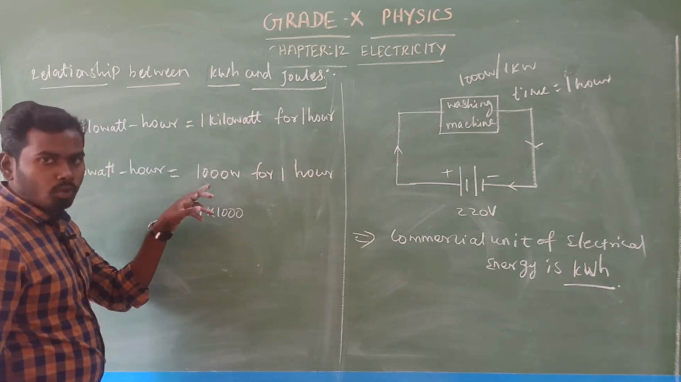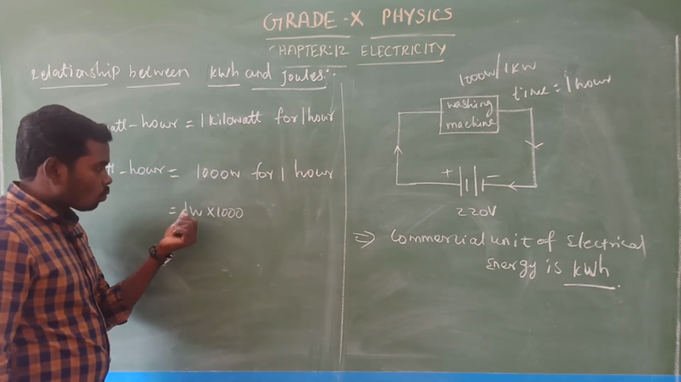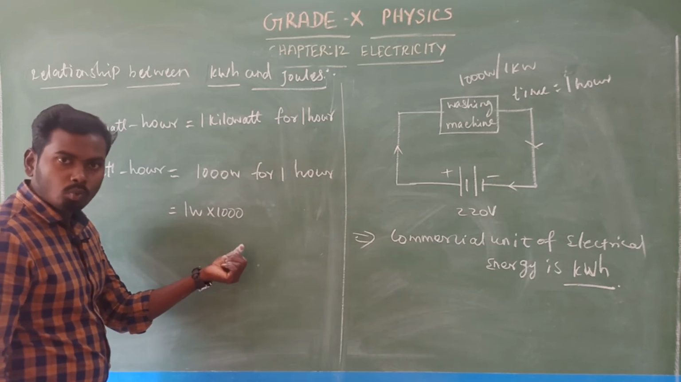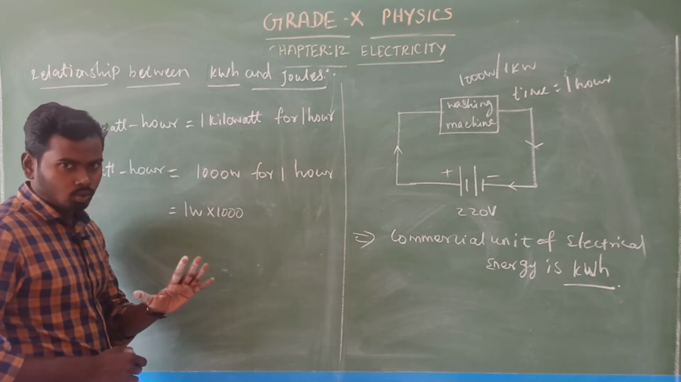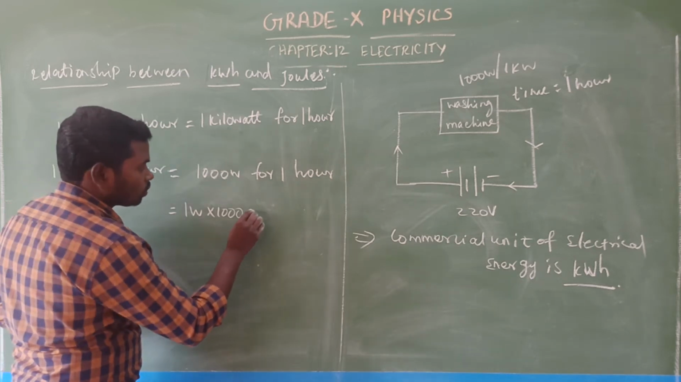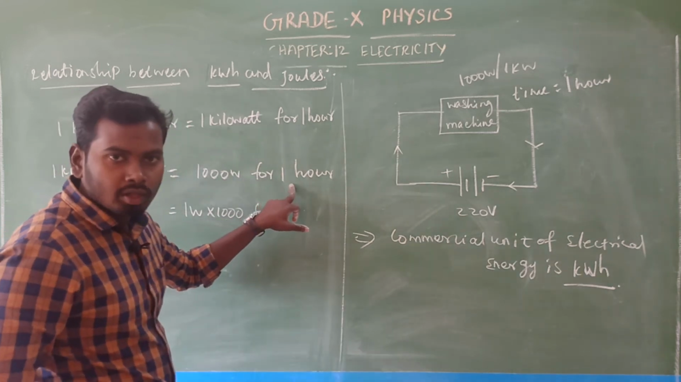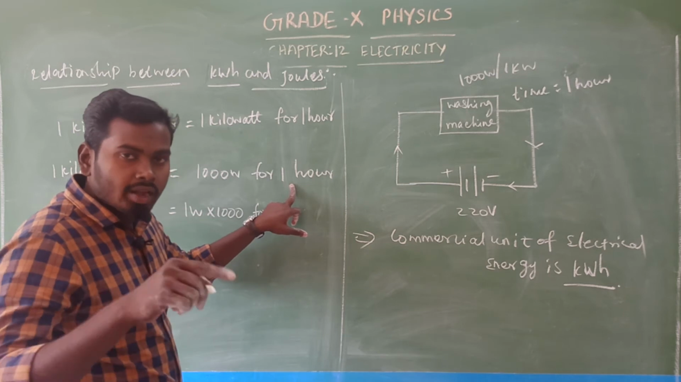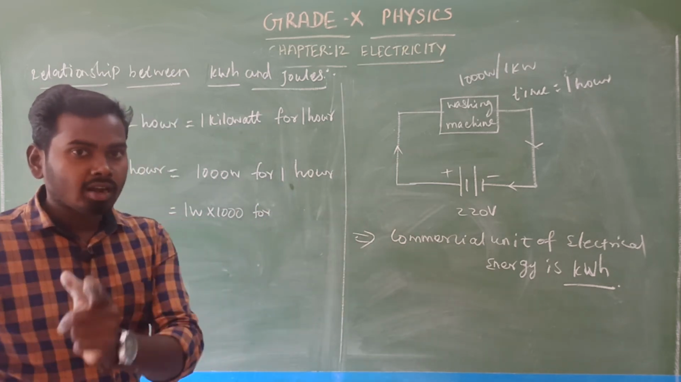So look at here. I have written this 1000 watt in this manner, 1 watt into 1000. To get the energy value, we need to write like that. Okay. You don't get confusion. Yes. So we have written 1 watt into 1000. Here the time value has been given in hours. If you convert this hour into seconds, 1 hour is equal to how many seconds? 3600 seconds. Am I right?